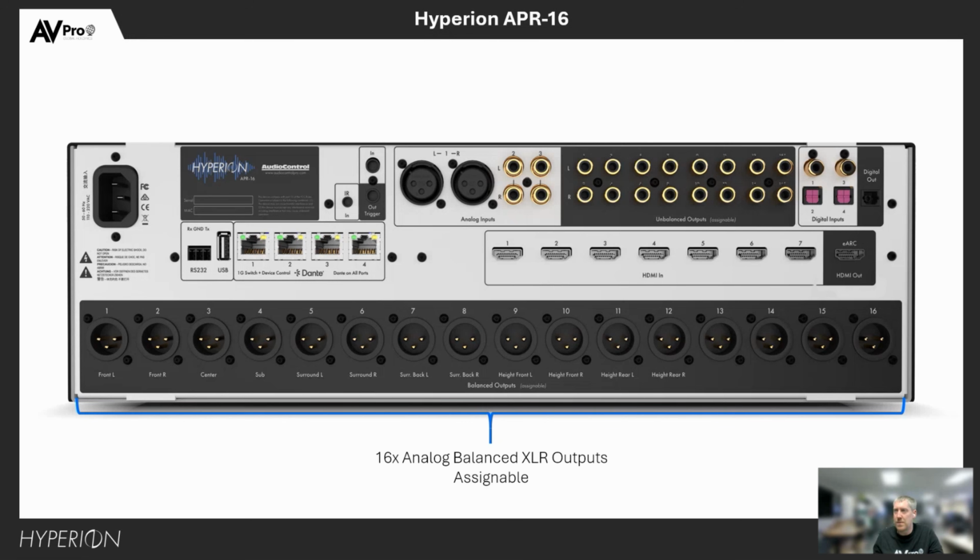What is interesting, and I should call this out since we've been talking through it over the last couple of weeks, is potentially changing the silk screen. It actually says front left, front right, center, sub across the back of the unit. That's a default setting, but if you matrix it and change things around, then the labels don't really make any sense anymore.